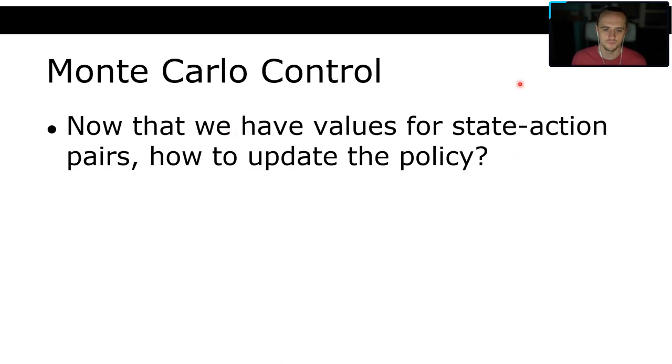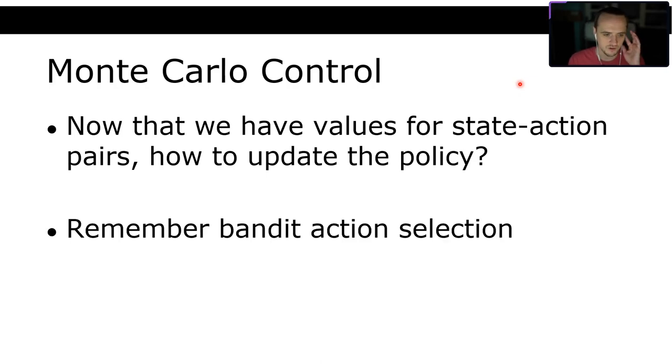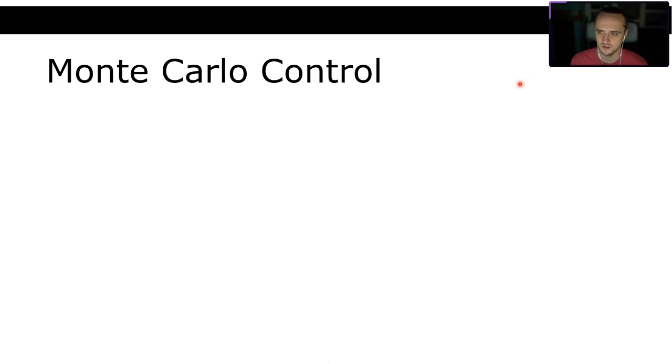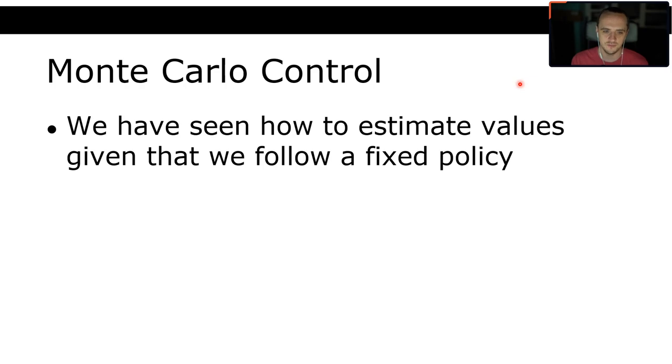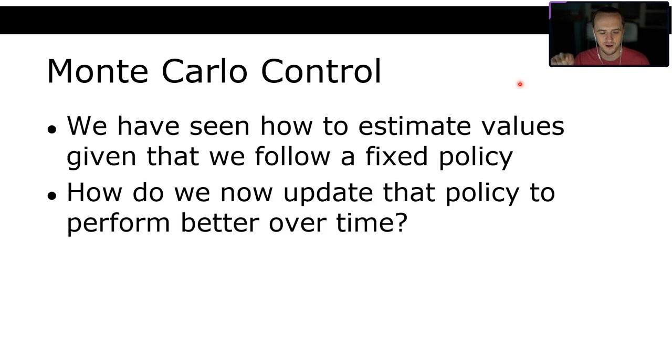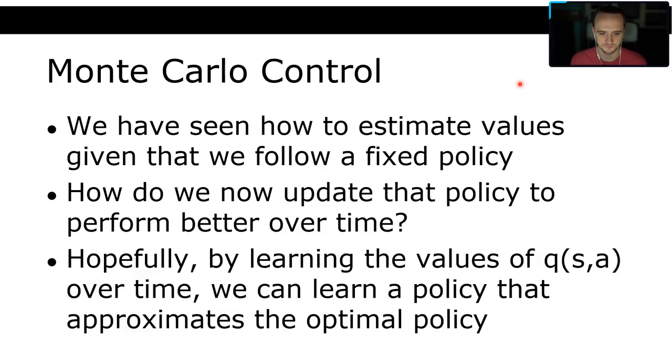So, Monte Carlo control. Now that we have the values for state action pairs, how are we going to update the policy? Let's remember the last lecture when we did bandit action selection, and this will actually be really easy. We've seen how to estimate values given that we follow a fixed policy, right? We have a policy, we follow the policy, we generate episodes, and we update the values of state action pairs. But now how do we actually update that policy to perform better over time? Because the real key to reinforcement learning is not just estimating values, but changing your policy so that your policy is better on the next episode.